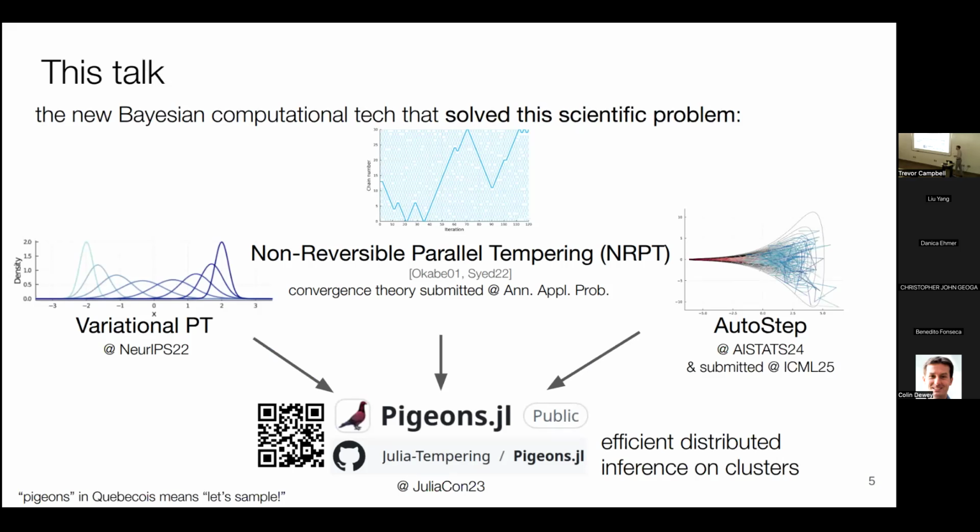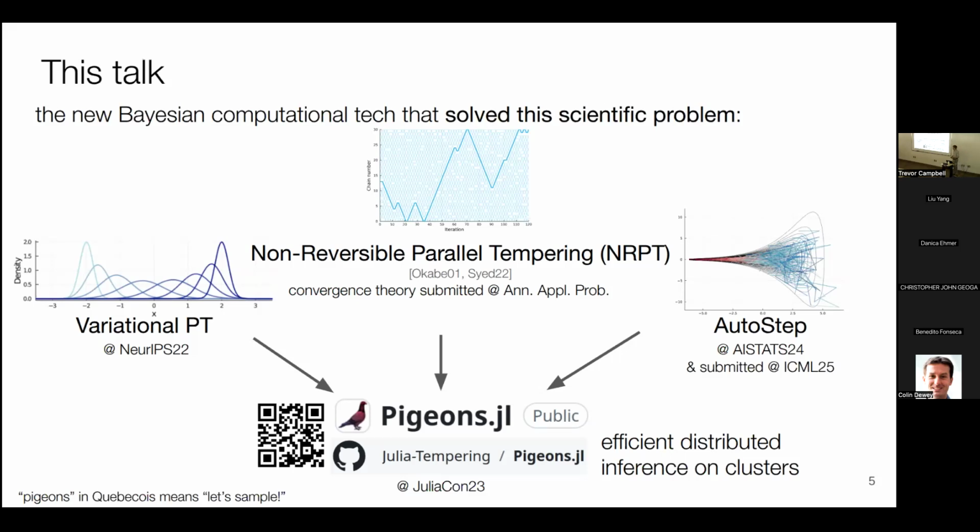My collaborator, Alex, is from Quebec. He speaks Quebecois French, and he has assured me, and I can't verify this, that pigeon in Quebecois means let's sample. So we thought that was a cute pun, so we've called it Pigeons.jl. There's a little QR code there if you're interested in looking into it. And if you have questions or need help using Pigeons, if you happen to want to try it, we're happy to help you out.